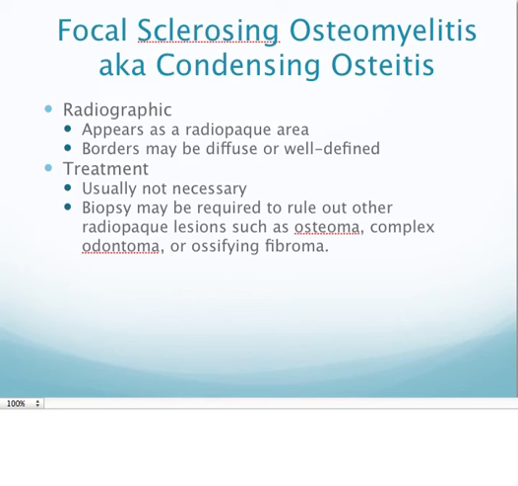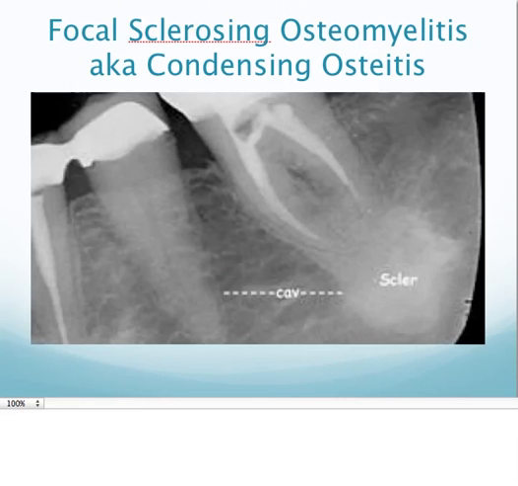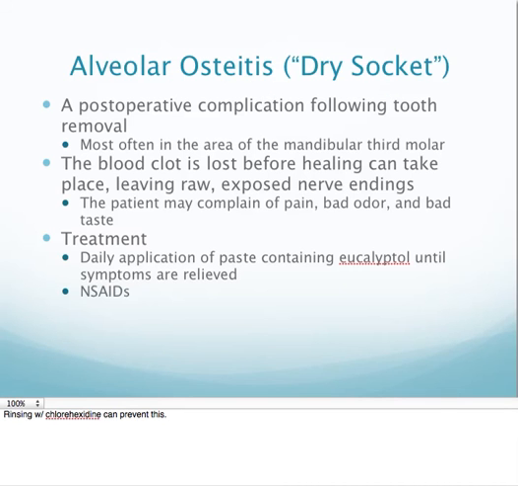There's not usually any treatment necessary because sometimes it's not painful and it doesn't really hurt the patient. It's just an overgrowth of bone. But sometimes we want to have a biopsy just to rule out other lesions, such as osteoma, odontoma, etc. So here's a picture of it. You can see there's the focal sclerosing osteomyelitis right there, the overgrowth of bone at the apex of the tooth.